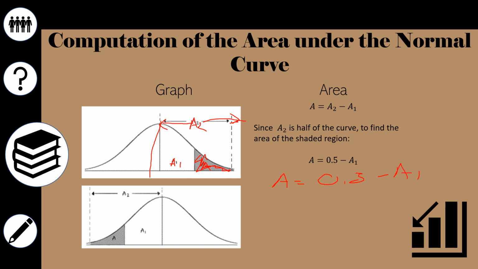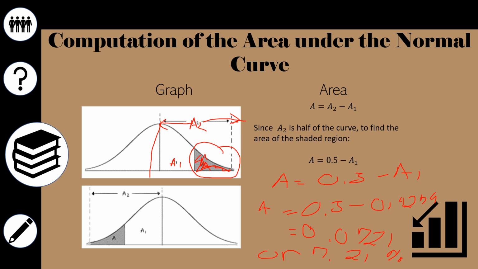Now, for example, if our A sub 1 is 0.4279, then of course we find the shaded area by subtracting it from 0.5. And using our calculator, 0.5 minus 0.4279, we get the answer of 0.0721 or 7.21%. That's only if we find the shaded area here.